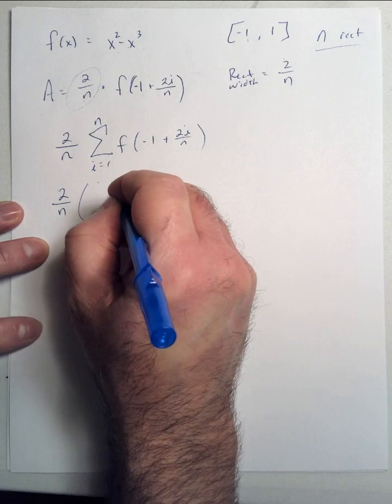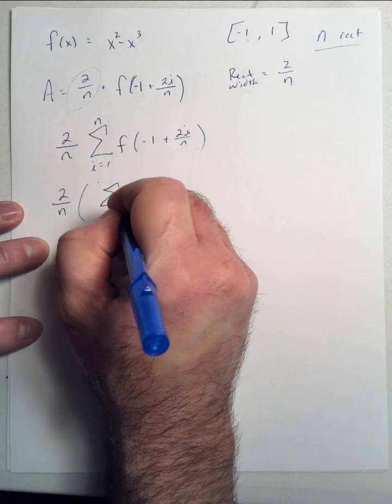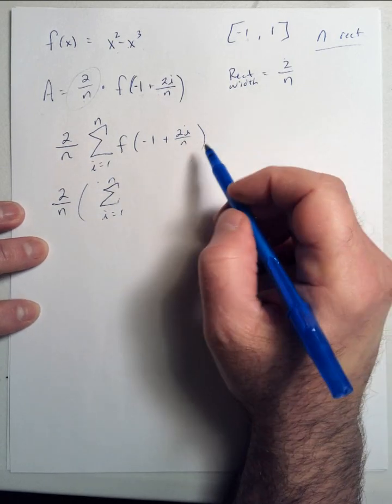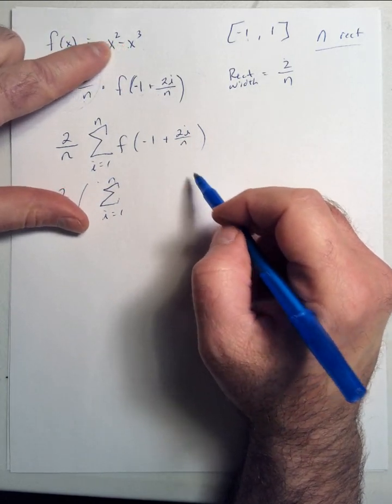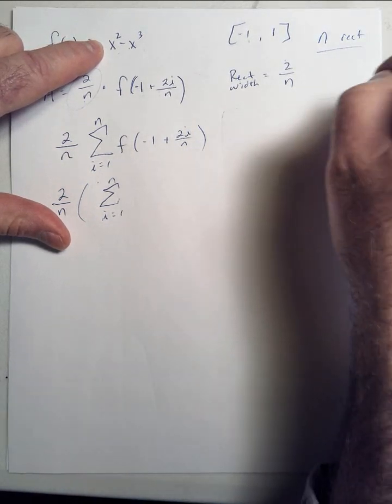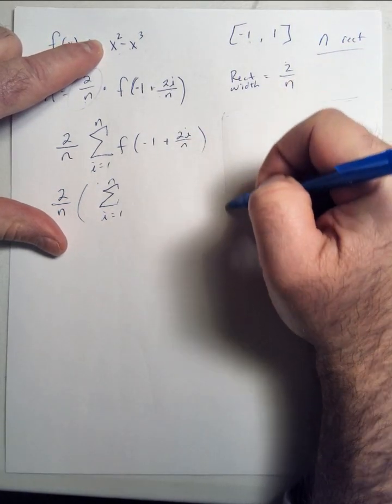So we have this gets plugged in. So now we've got to square it and we've got to cube it. So this is where the algebra gets heavy duty.